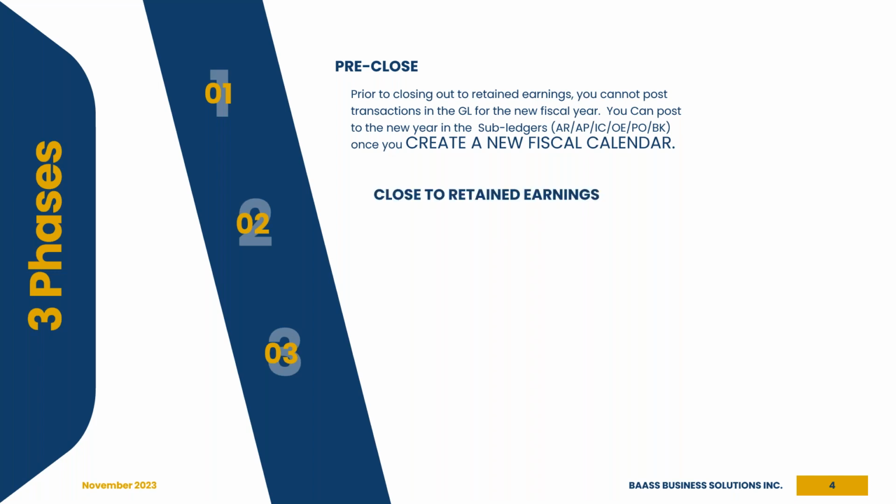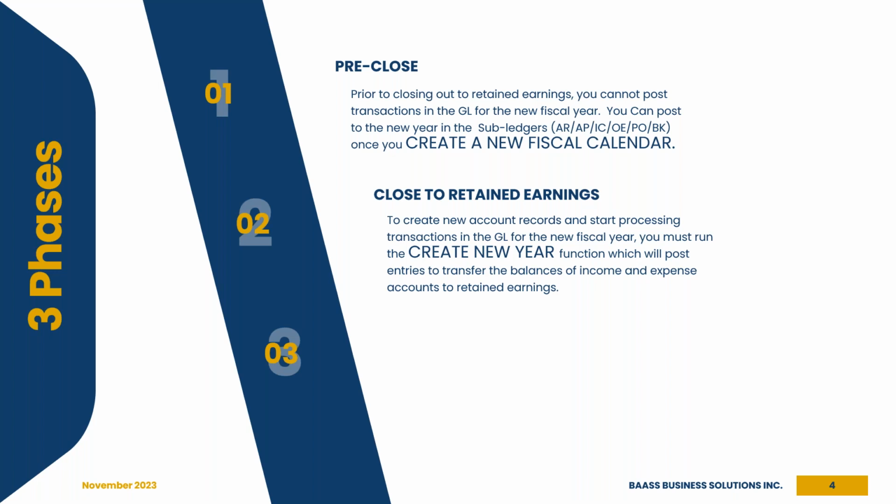In the second phase, you actually close out to retained earnings, and you do this using the GL periodic process Create New Year function. This function will post the entries to transfer the balances of income and expense accounts to retained earnings and create opening balances for the accounts so that you can start processing transactions in the general ledger for the new year. In the last phase, following the close, you can post your new year subledger transactions in the GL, and you post adjusting entries to the prior year if you have any adjusting entries for the previous year, perhaps from your accountant. Sage 300 will automatically create and post a closing entry for any journal entries posted to a prior year that affects an income or expense account. Let's look at each of these phases in detail.